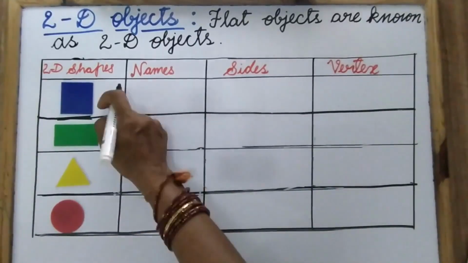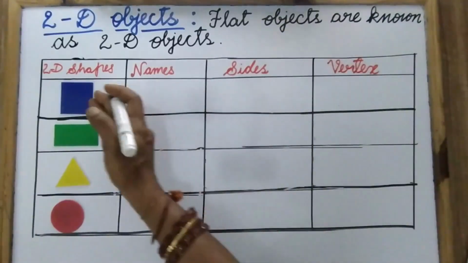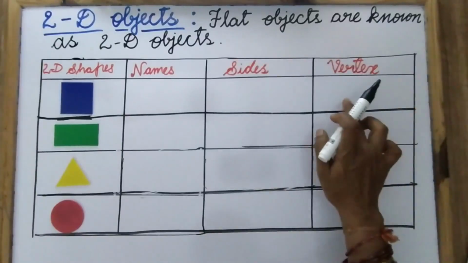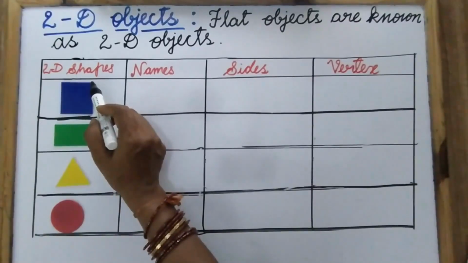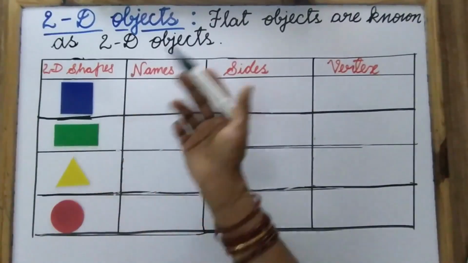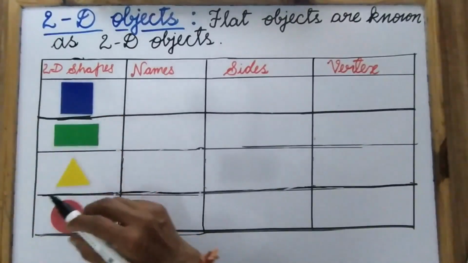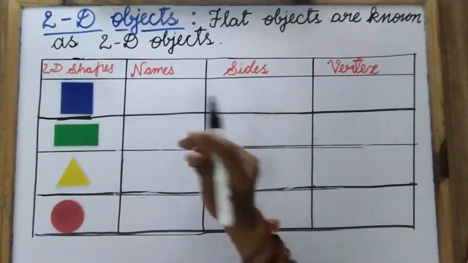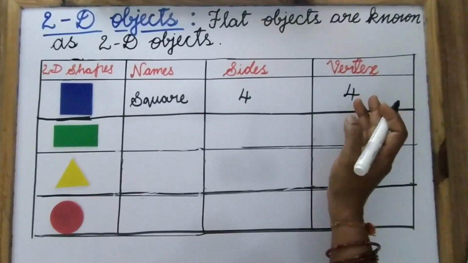Okay, what's the shape name? Yes, square. And how many sides does the square have? 1, 2, 3, 4. Very good. And what about vertex? What is a vertex? When two sides join at a point. Okay, this corner is called a vertex. How many vertices? Yes, 1, 2, 3, 4. So, 4 vertices are there. Okay, are you ready? So square: 4 sides, 4 vertices.